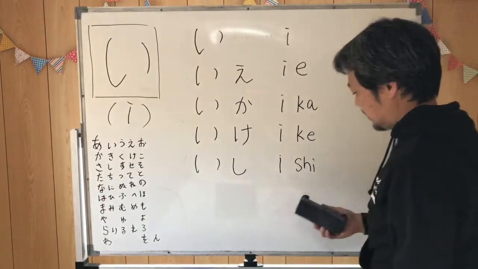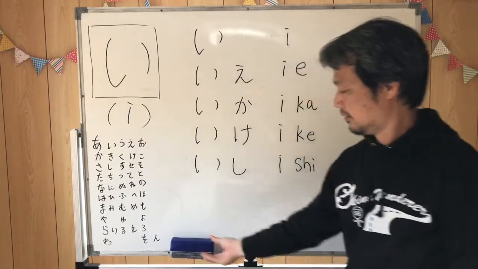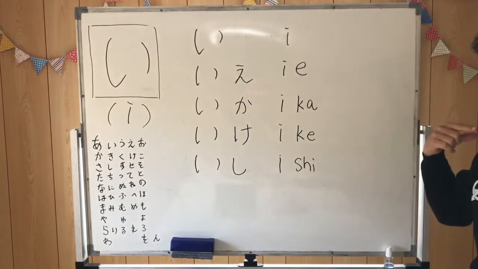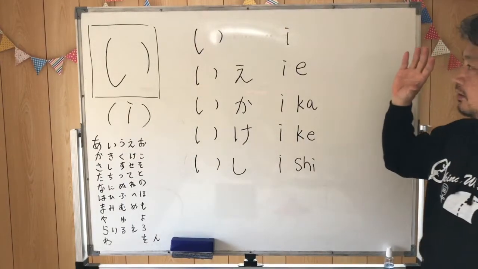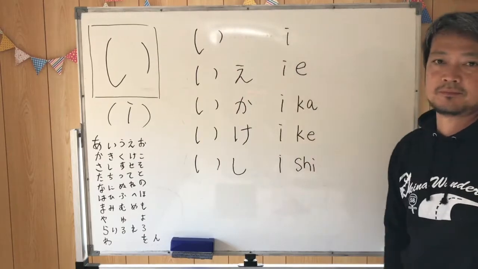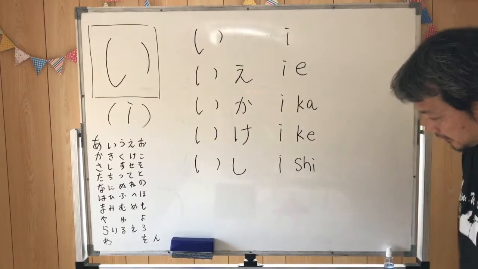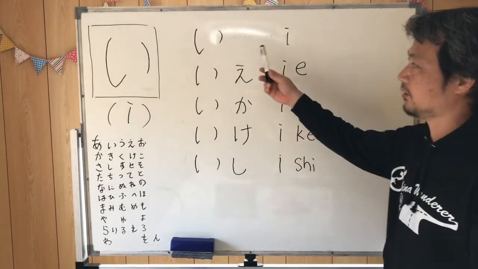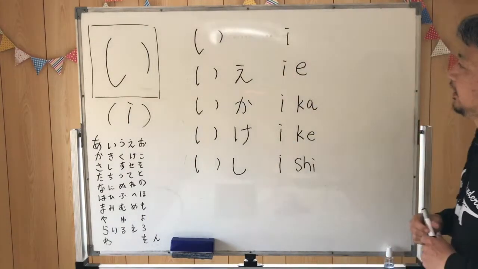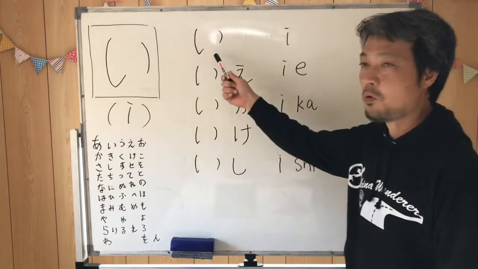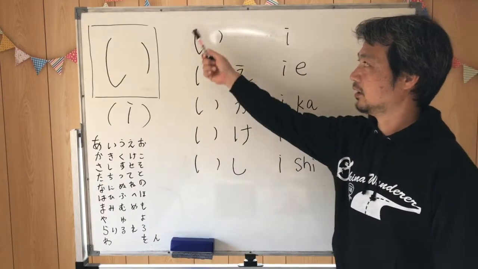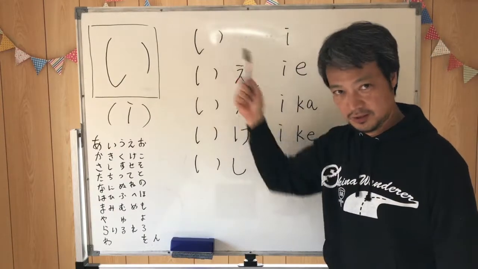All right. Let's start the practice. Japanese words starting from I today. Let's practice five words. First one. Only I. I. That has meaning already.